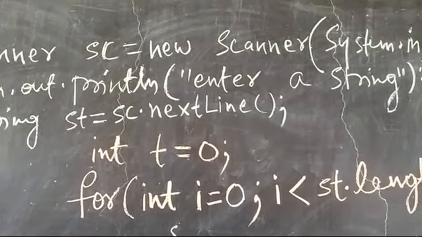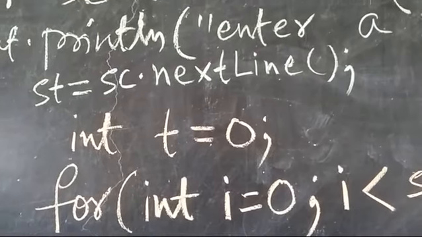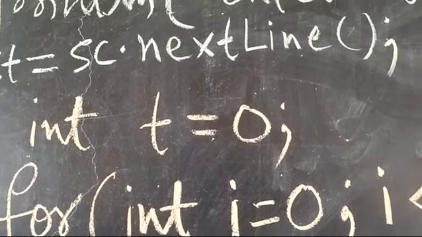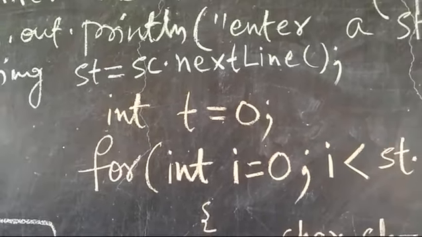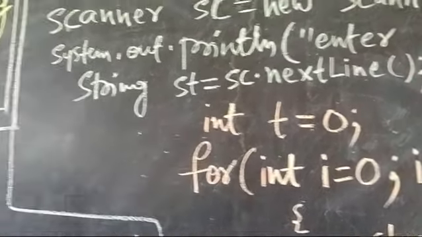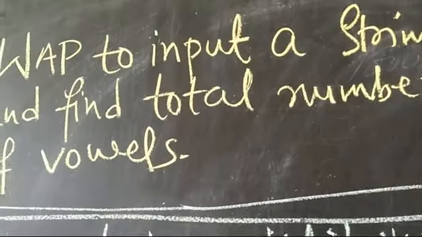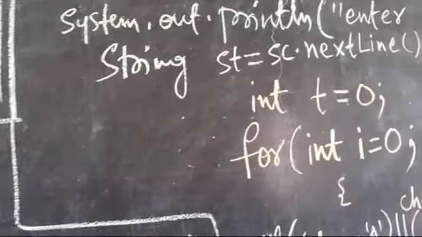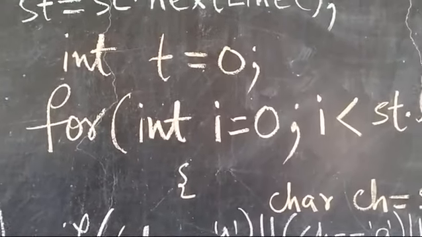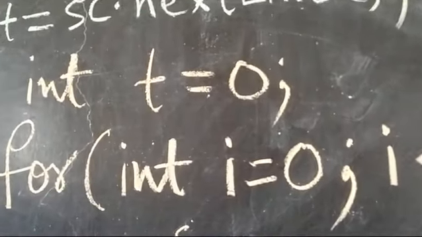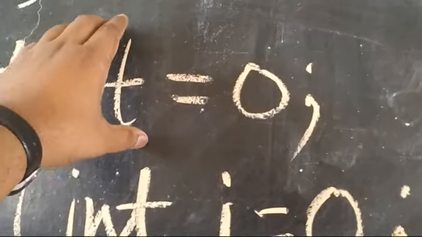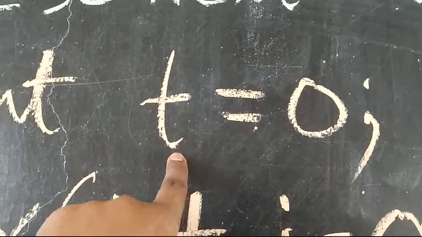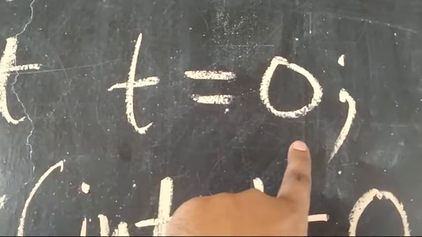This is the input for the string, and here you can see one variable made by me, that is t, and it is initialized with 0. Why t? Because the question is, you have to find the total number of vowels. So the total number I need to save somewhere. Where will I save? I will save in this t. In this t I will save the number of vowels. If there are 5 vowels, the value of t at the last will be 5.